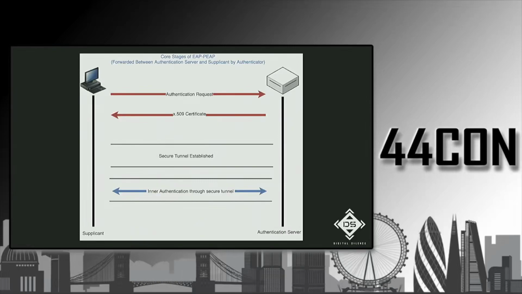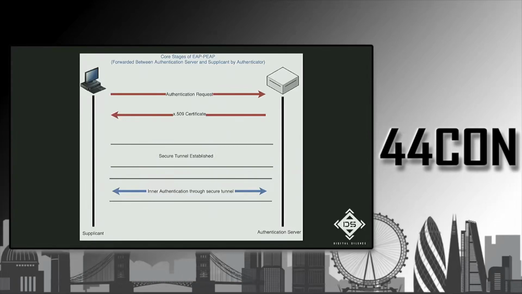The way EAP PEAP works is that first the supplicant, which you see on the left, which in this case is a wireless device, is going to make an authentication request to the authentication server. Now, the authentication server is going to respond with an X509 certificate. The role of this certificate is to prove to the supplicant that it is who it says it is. Before this happens, the supplicant really has no idea what it's connecting to. So the authentication server has to prove that it can be trusted.